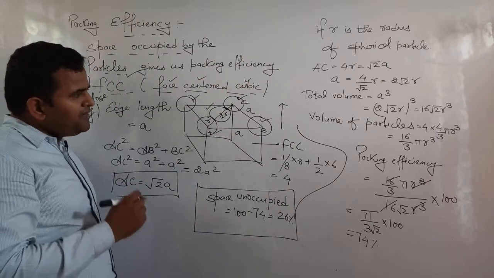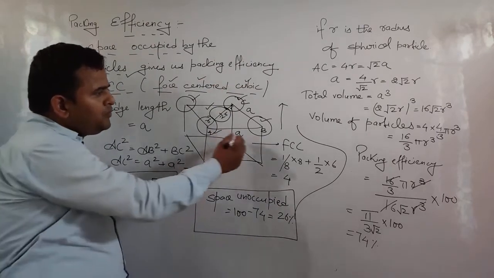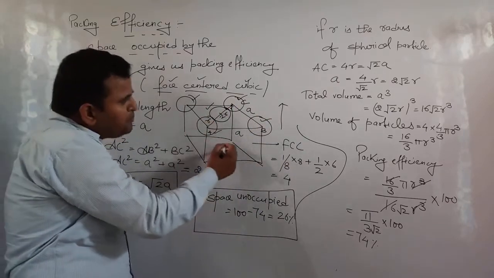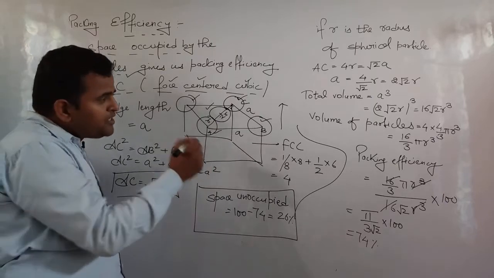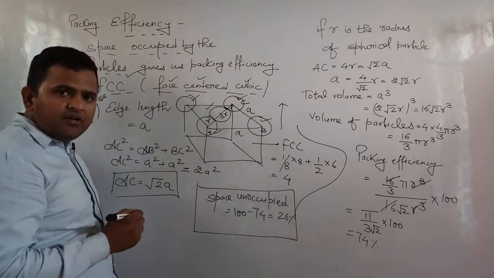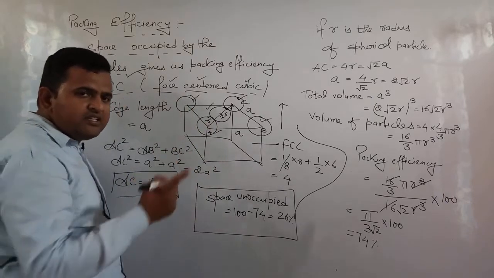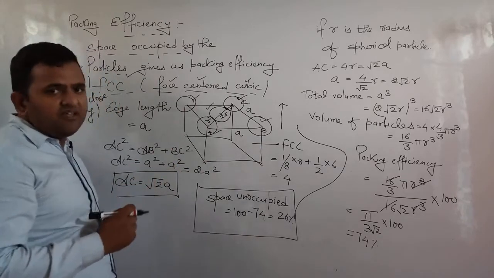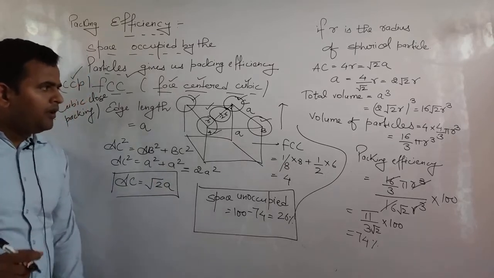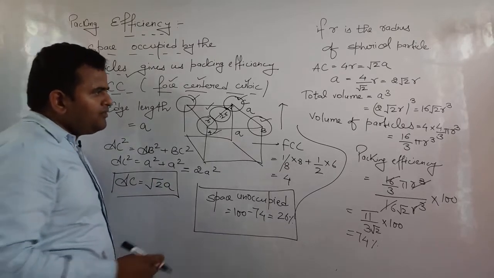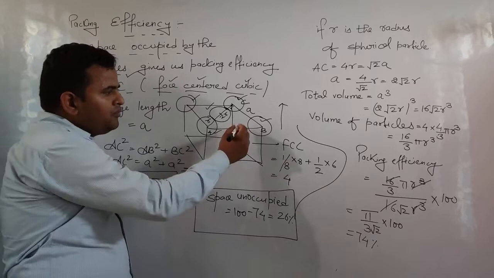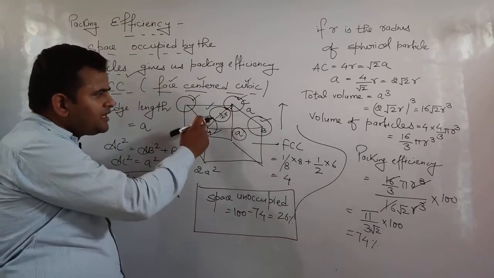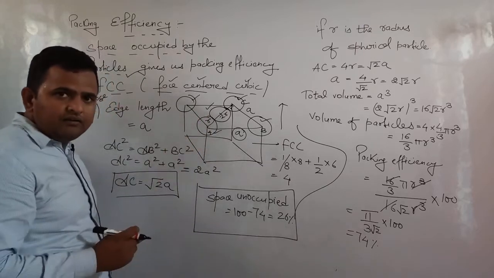First of all, we will calculate the total volume of this unit cell, then the volume of particles which are present in this particular unit cell. Then we divide these two and we get the packing fraction, and multiplying by 100 will give us the packing efficiency. Now to calculate the volume, we have to calculate the value of a in terms of r, where r is the radius of this spherical particle.